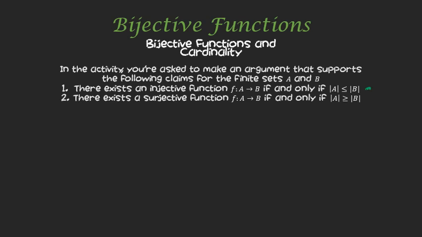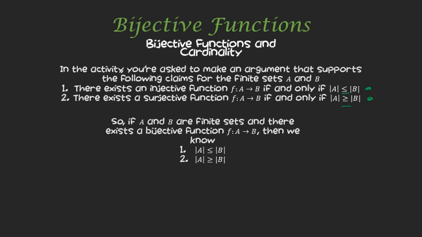And if there exists a surjective function from A to B, then that's true if and only if the cardinality of A is greater than or equal to the cardinality of B. So the magic happens when we have a bijective function. If both of these things are true, I have the inequality in both directions. And so I'd be able to conclude, if I have a bijective function, that the cardinality of A is equal to the cardinality of B.